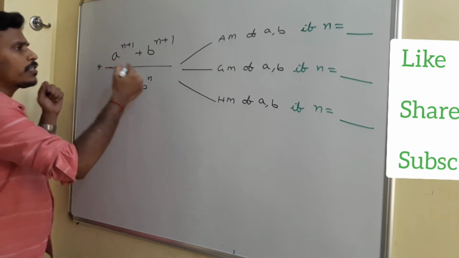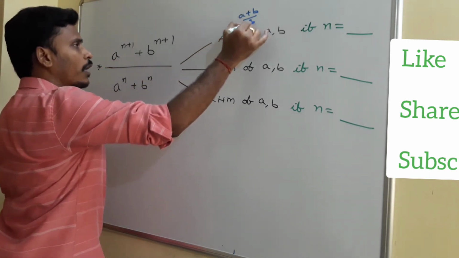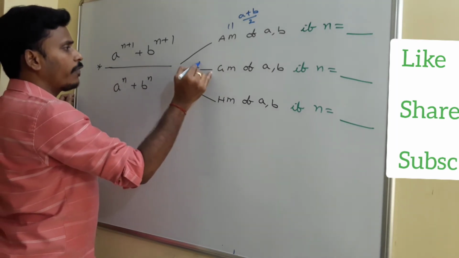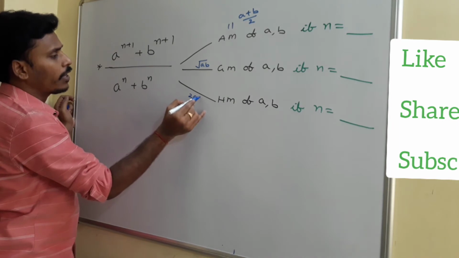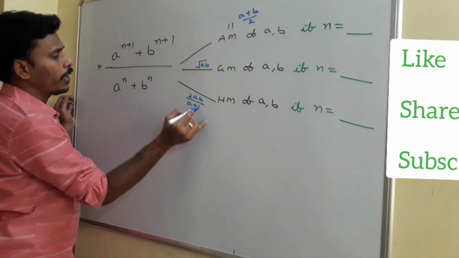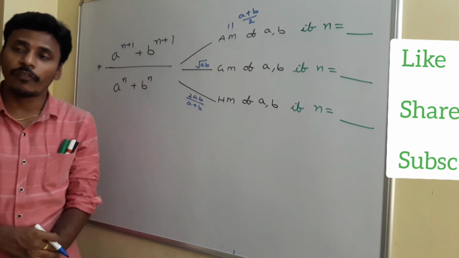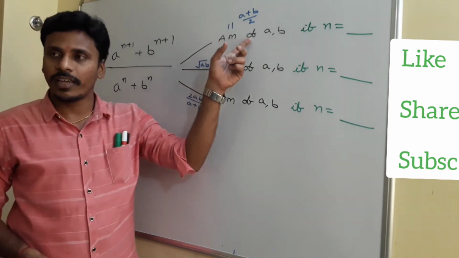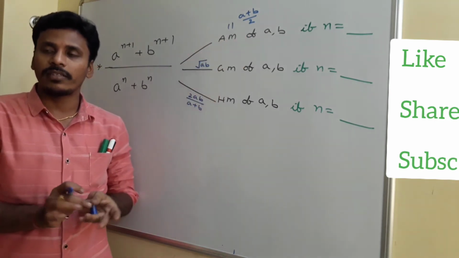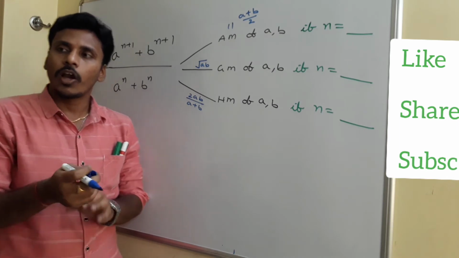It becomes the arithmetic mean if it is equal to A plus B by 2. It becomes the geometric mean if it equals root AB. It becomes the harmonic mean if it equals 2AB by A plus B. In all three cases, our task is finding the value of n. Just for your sake, I am going to discuss the first case, and in the remaining two cases I will directly give you the values of n, and you can counter check it.